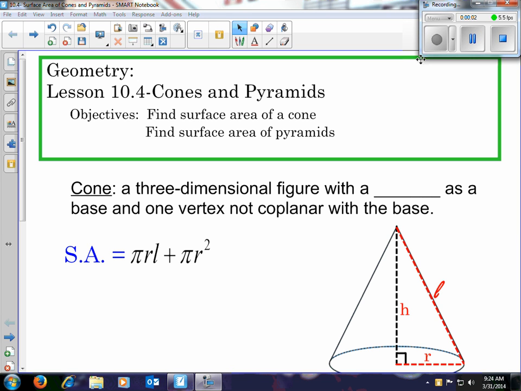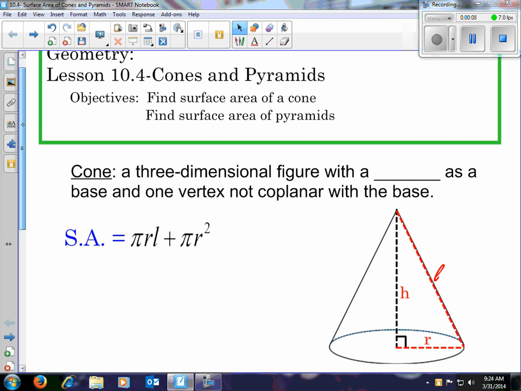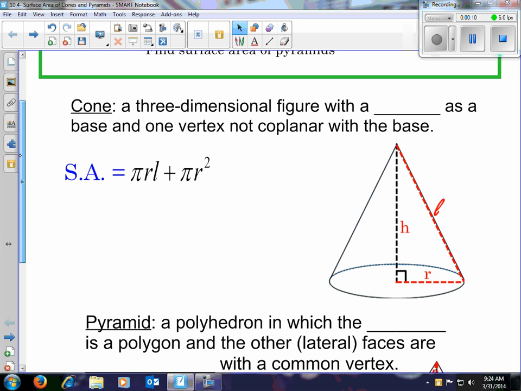Alright, this is section 10.1, cones and pyramids. We are going to find the surface area of a cone and a pyramid. Now, first thing is we need to know what these things actually are.